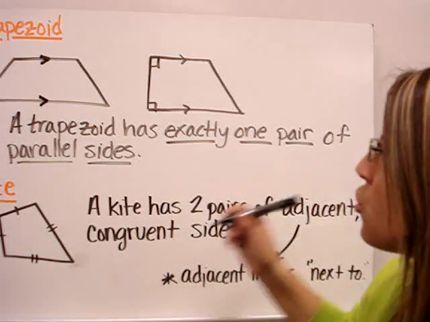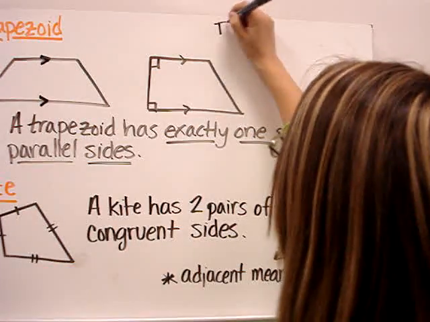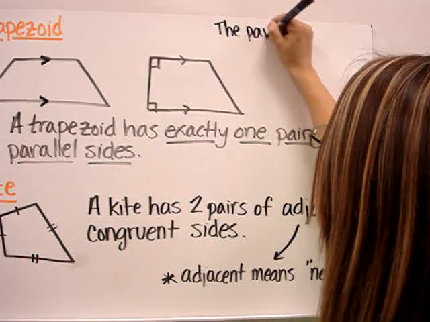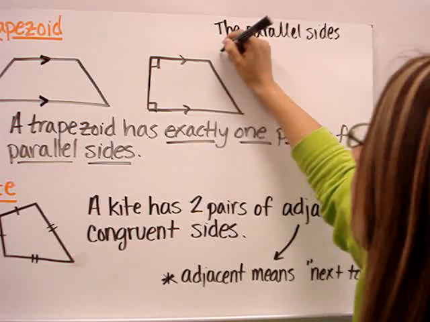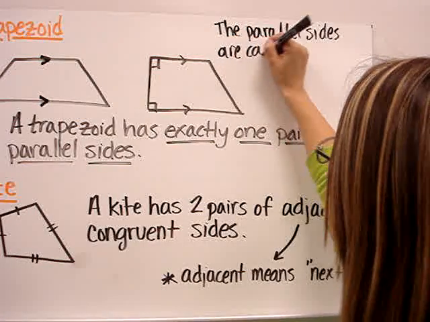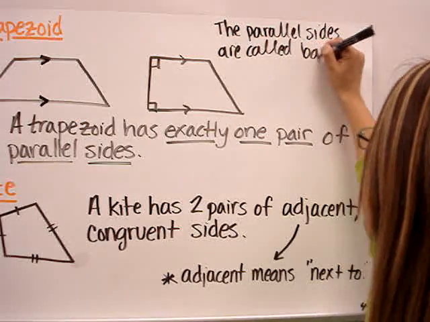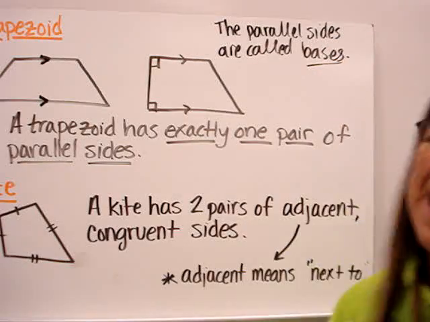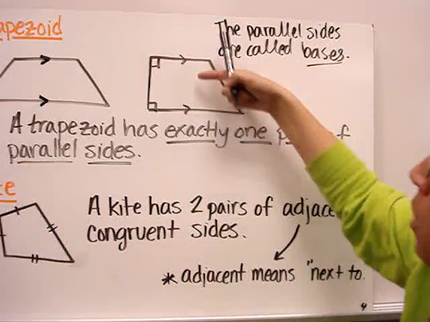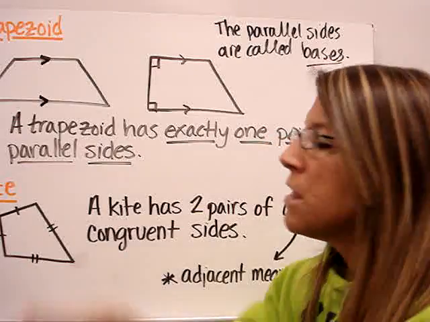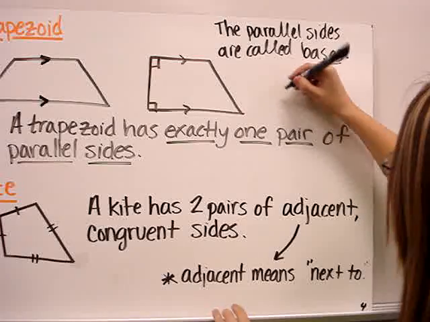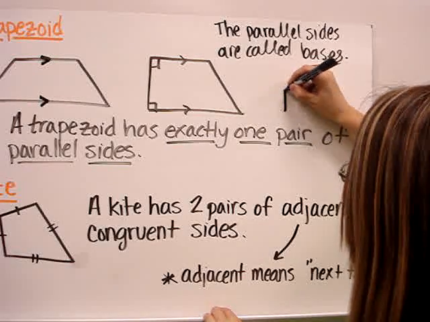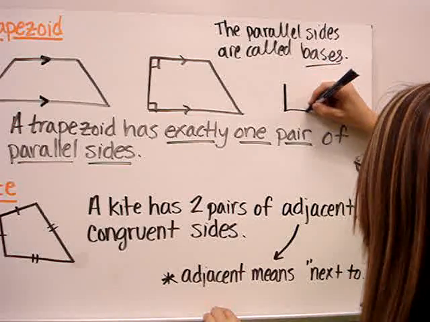Okay? And in a trapezoid, I didn't put this, but the parallel sides in a trapezoid are called bases. And you'll need that for a later lesson. So even though in both of these examples, the parallel sides are horizontal, I could draw a trapezoid that looks like this. And it's not very good, sorry.